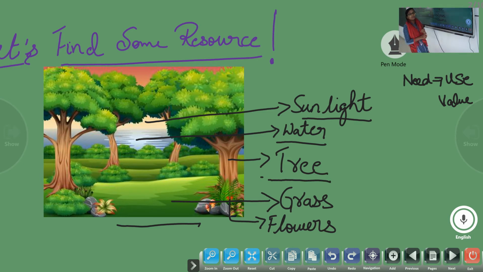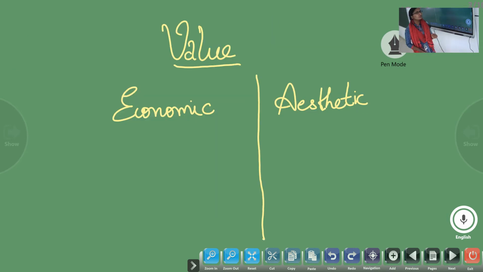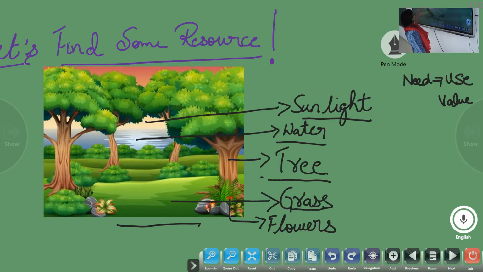Yes. We get fruits from trees. We get wood from trees. And do they have value? Yes. And grass? Do we use grass? Of course we do, for cattle to graze. And does it have value? Definitely. Flower? Again we use flowers and they also have value. So, all of this is a resource.